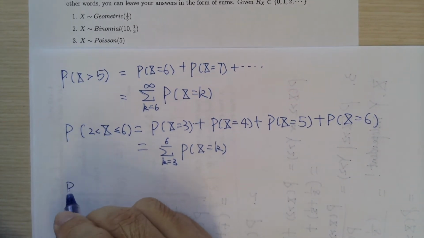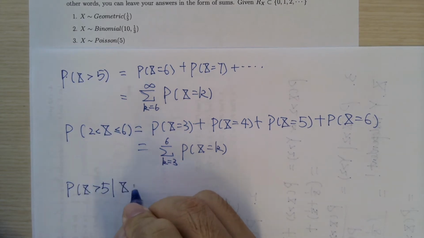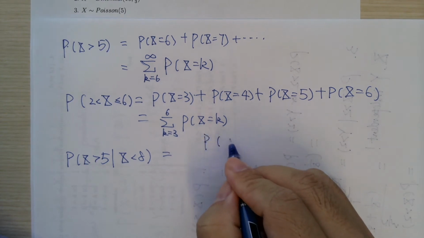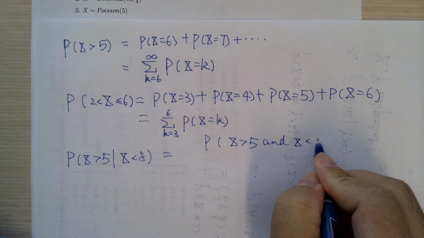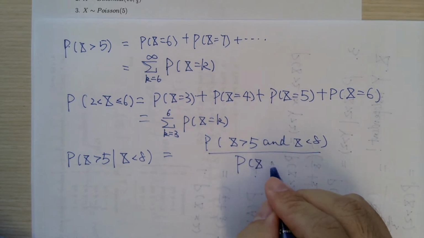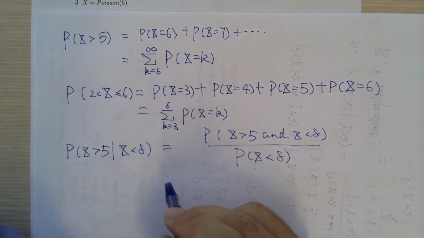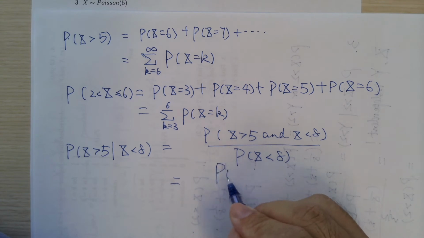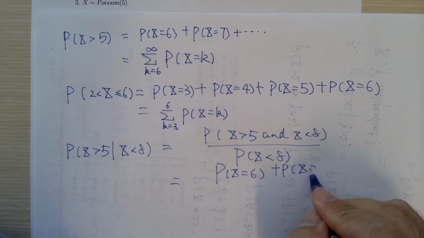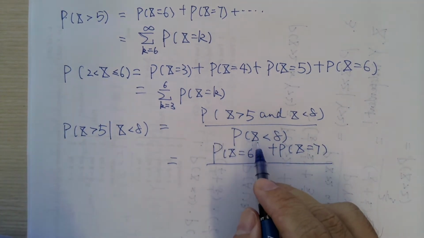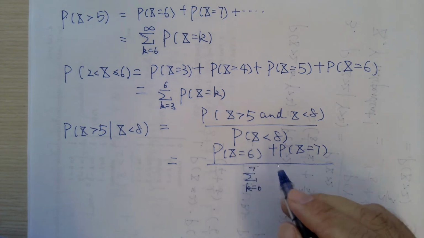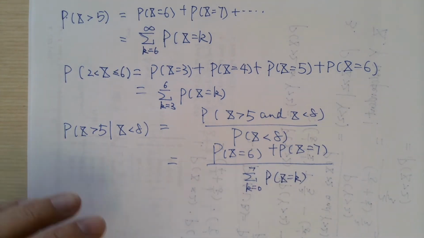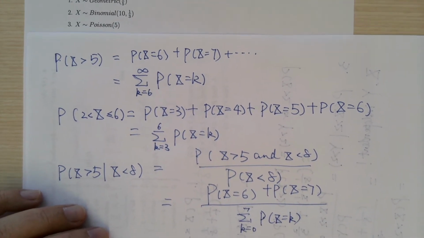Now the other one is P(X greater than 5 given that X is less than 8). Based on the conditional probability, that is greater than 5 and less than 8, over less than 8, right? So you can see on the top, X is greater than 5 and less than 8, so you're only going to have 6 and 7. And the bottom one contains a lot: the sum k from 0 to 7, P of X equals k. So that's the interpretation from the problem first.